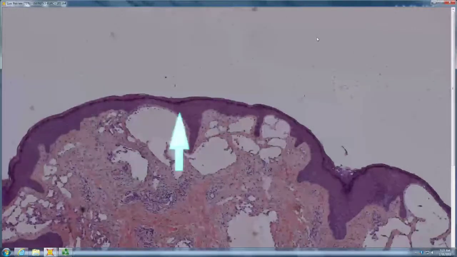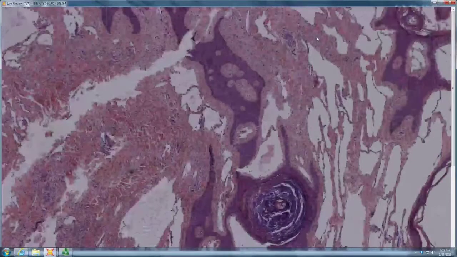There's definitely some granular lymph inside, so lymphangioma. You are correct.